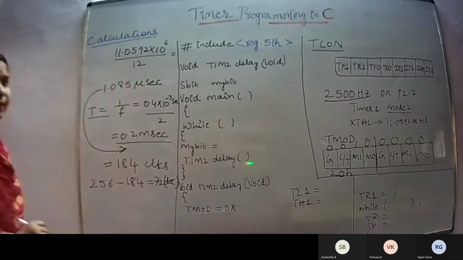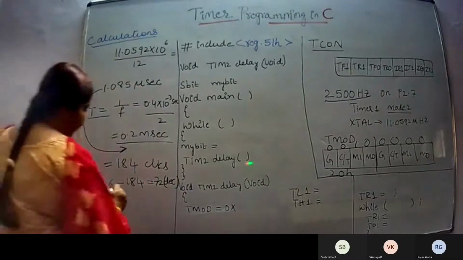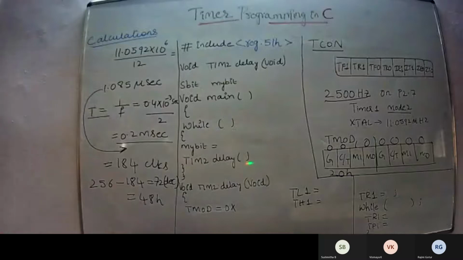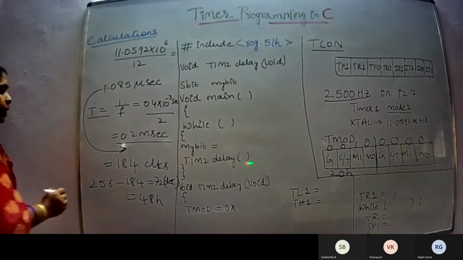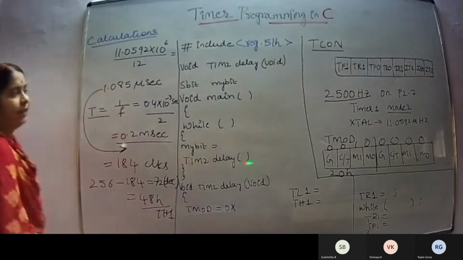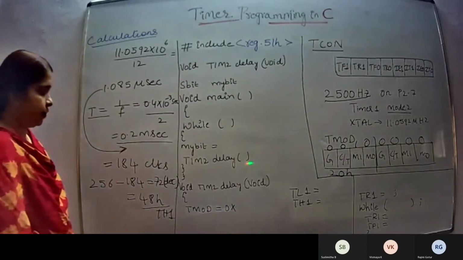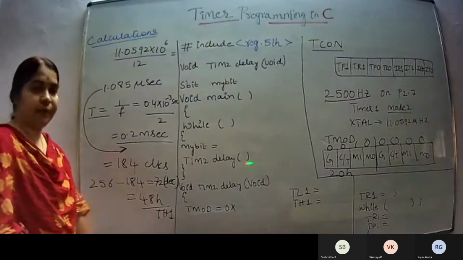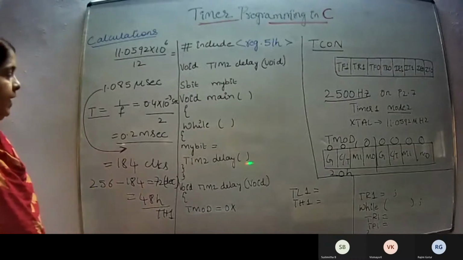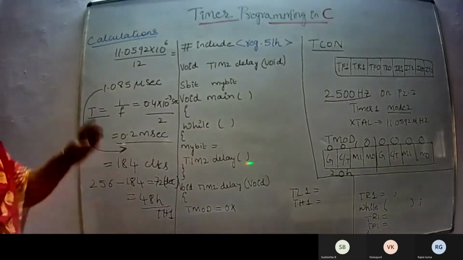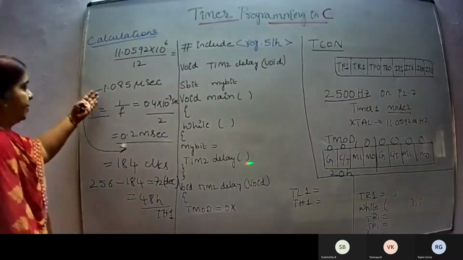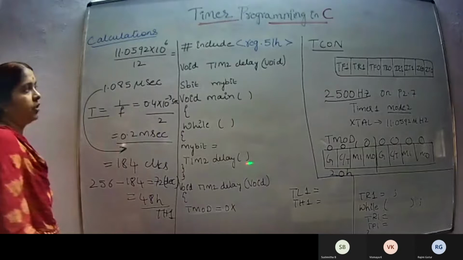Convert it into hexadecimal. How much do we get? It is 48H. This is the hex value of 72. This value should be loaded in TH1. That is important. Since it is only 8 bit, TH0 will not be used. Only TH1 will be used, and TL1 will not be used. So TH1 should be loaded with 48H. This is the value we found after the calculation, using the TMOD register value, dividing by 12, and going with the procedure.